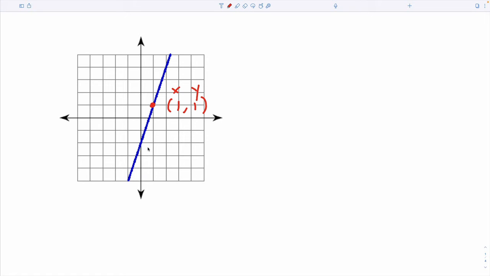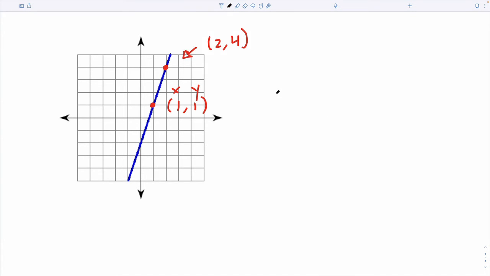What's another point I can use, Jacob? Over 2, up 4, sure. You might have also been tempted, you could have done 0, -2. That would have worked also. So any of these will be fine. We just need 2 points to find the slope. So let's just use these 2 for now. This point, you said, Jacob, was what? Over 2. Okay.